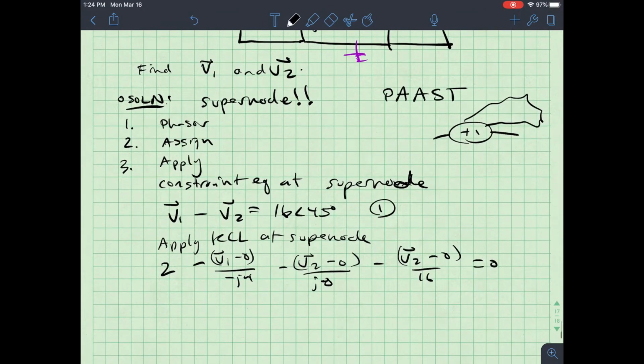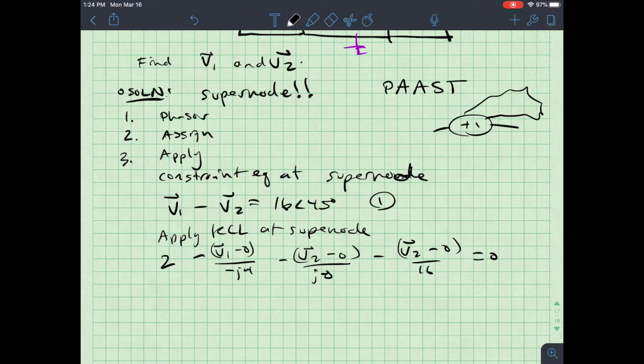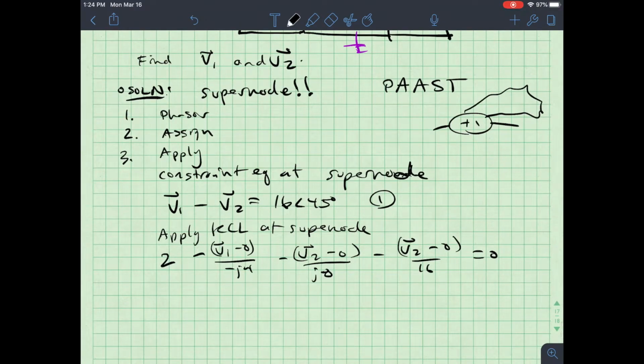So how am I going to do that? Well, first thing I can do is move my j's to the top. Minus j becomes j, so I've got 2 minus j V1 over 4. Then I've got a positive j here that becomes negative j when I move it up top. So the negatives cancel and I get plus j V2 over 8. And then minus V2 over 16 equals 0.